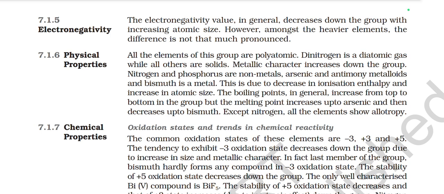Metallic character increases down the group. Nitrogen and phosphorus are non-metals, arsenic and antimony metalloids, and bismuth is a metal. This is due to the decrease in ionization enthalpy and increase in atomic size. The boiling points in general increase from top to bottom in the group, but the melting point increases up to arsenic and then decreases up to bismuth. Except nitrogen, all elements show allotropy.